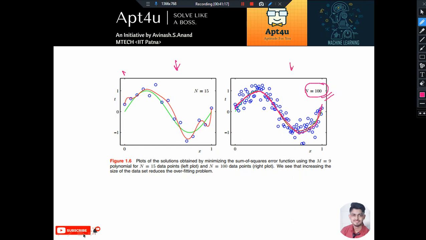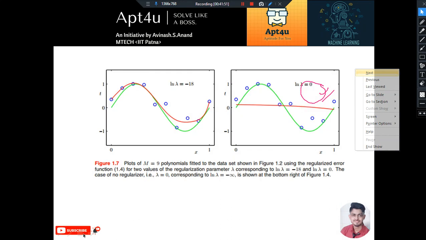When we had n equal to 10, there was a very large number of oscillations. For n equal to 15, the curve was trying to come closer to the green curve. But if you increase the number of data points to 100, the curve it comes up with is very much similar to the green curve. Hence we can say the machine has learned very well here, which means it has reduced the overfitting, isn't it? So you can see increasing the number of data points can play a crucial role in controlling overfitting.